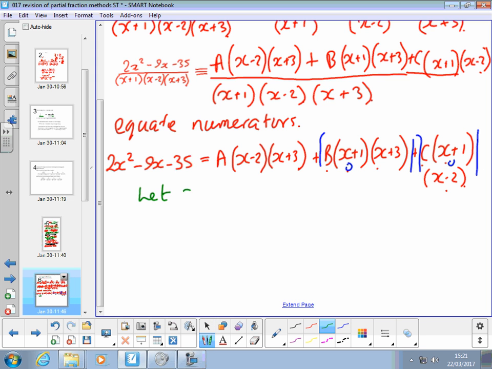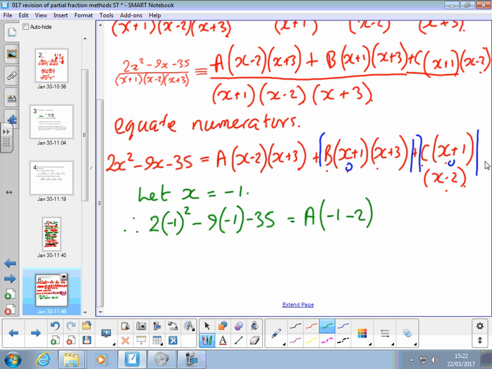So we let x equal minus 1. Therefore, 2 times minus 1 squared minus 9 times minus 1 minus 35 is equal to a times minus 1 minus 2 times minus 1 plus 3. Calculate if you need to. What does that bit evaluate to?